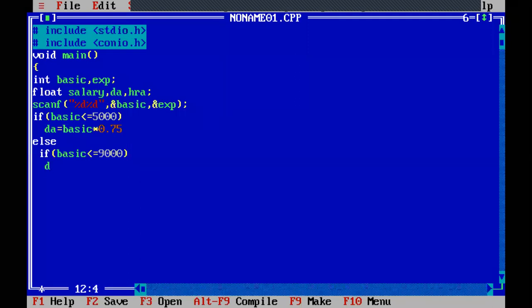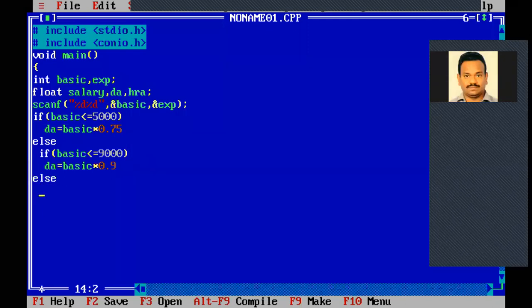Then DA equals basic into 90%. Else if basic is less than or equal to 15000, DA equals basic into 120%, which means 1.2. Else, DA equals basic into 130%, 1.3. So this is the statement, this is the condition, and this is the way to write the calculation of DA.